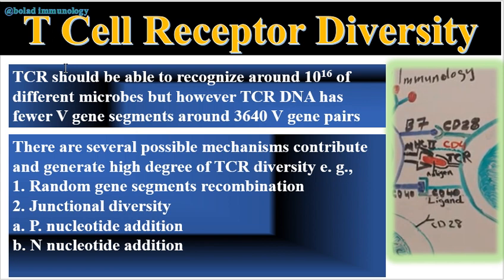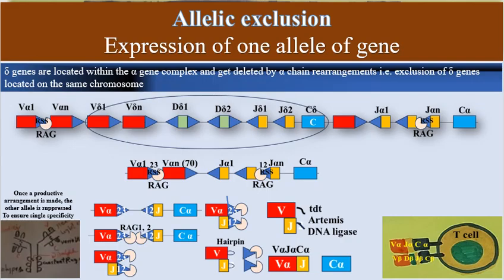For example, random gene segments rearrangement, and junctional diversity in the form of P and N nucleotide addition.